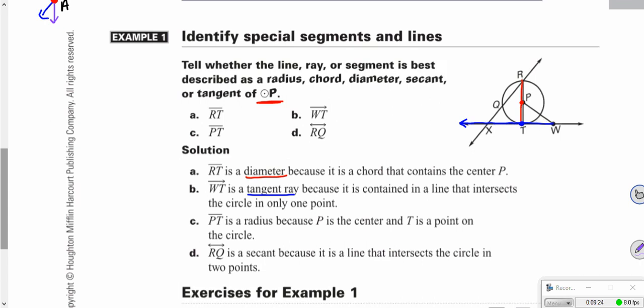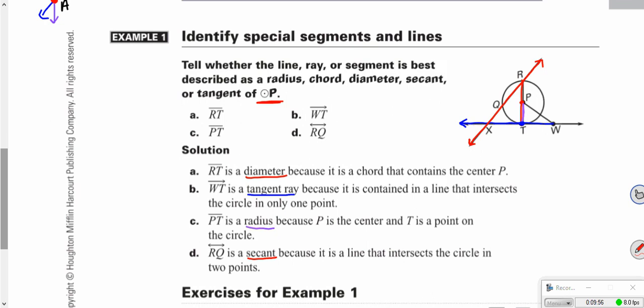Segment PT is a radius because P is at the center. So PT here is a radius. P is at the center and T is a point on the circle. And line RQ is a secant. RQ is this line, again, with arrows on either side. It is a secant because it is a line that intersects the circle in two points.